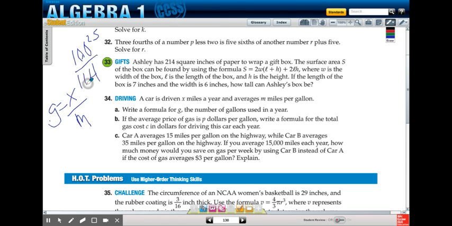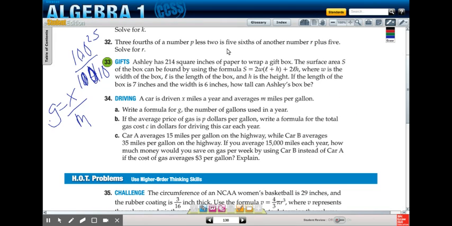If you make it easier, you'd say, what if my car got 100 miles to the gallon? Well, 100 divided by 100 would be 1. You'd need 1 gallon. If it wasn't quite that easy, if it was 10 miles to the gallon, you would need 10. So hopefully that makes sense how that works. That's a good way to do the formula. Then it says if the average price of gas is P dollars per gallon, write a formula for the total cost in dollars of driving this car each year.